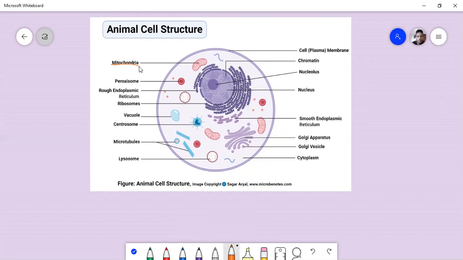What you have to know about the mitochondria, firstly, is that it is the powerhouse of the cell. They've been telling me this since high school. Why do they call it the powerhouse? Because this is where we get our energy.